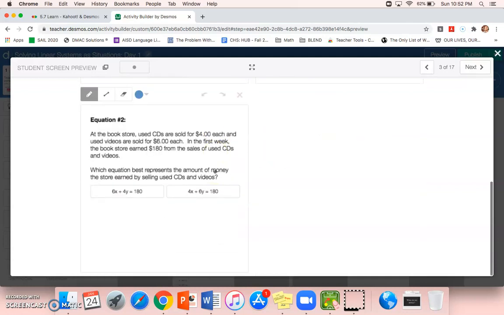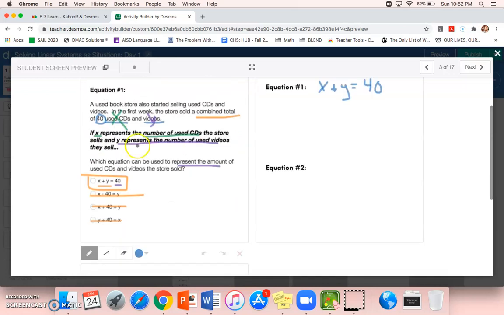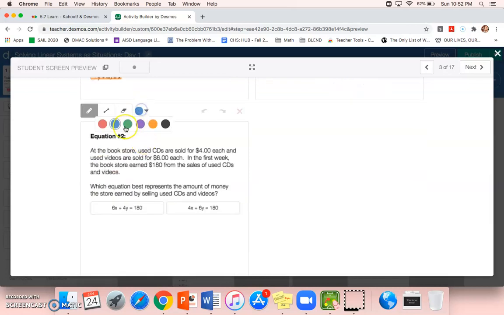Okay? So the second part of step 1 is to continue translating. So I'm going to scroll down. It says equation 2. So this is the second part of the same situation. At the bookstore, used CDs are sold for $4 each, and used videos are sold for $6 each. So remember what we had up here. X, number of CDs, Y, number of videos. So I'm going to grab my green, CDs, X, videos, Y.